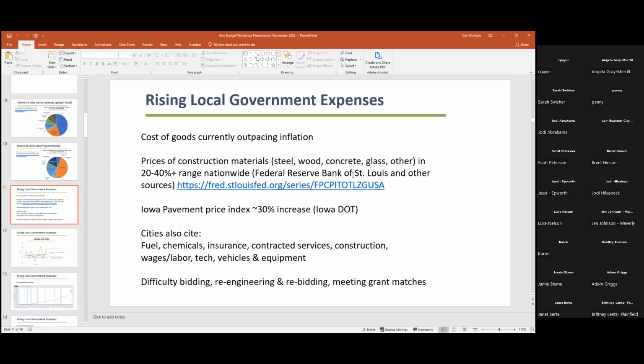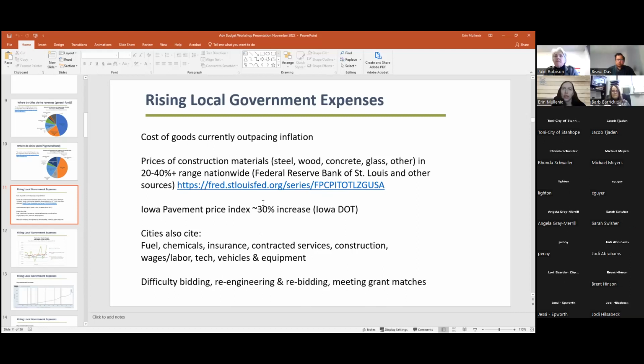It's the Federal Reserve Bank of St. Louis, which pulls in several inflation indices from a variety of usually pretty credible, trusted sources, and you can pull up specific materials. The Iowa DOT's pavement price index shows about a 30% increase, and I think that seems to ring true.